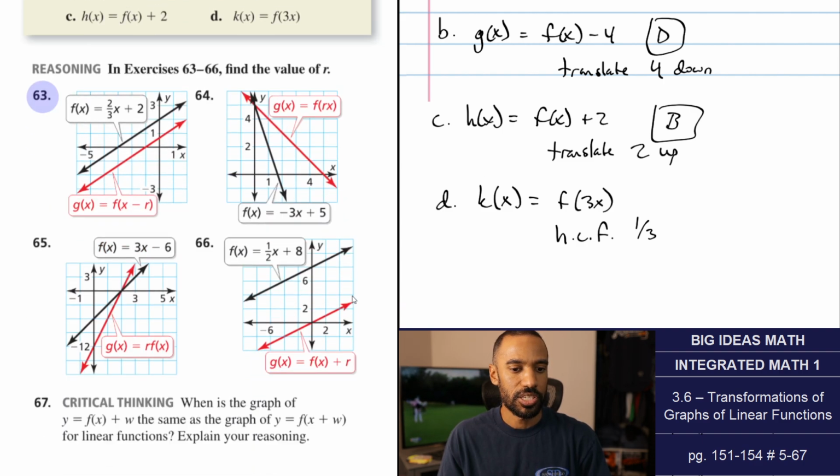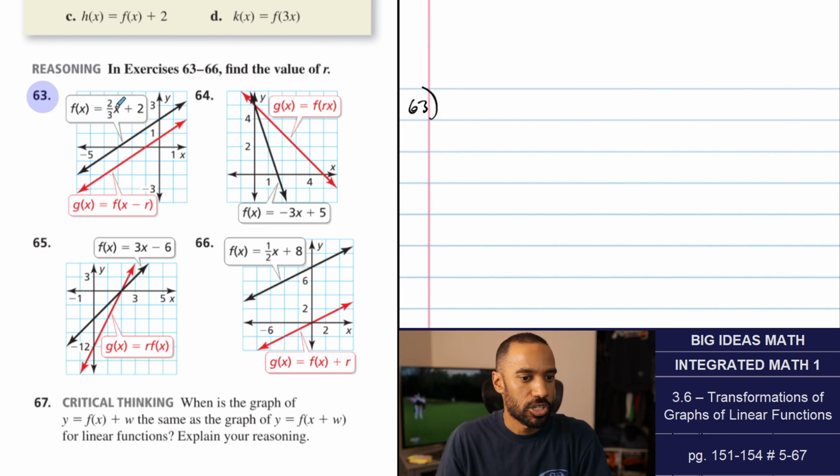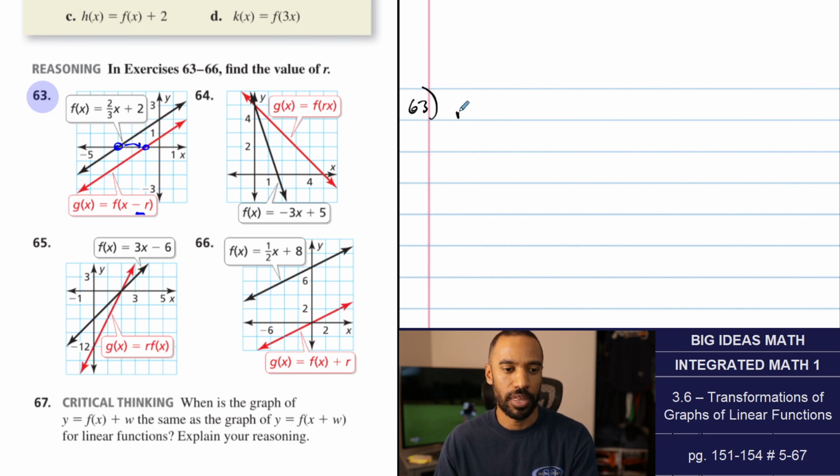All right, 63 to 66, they want you to find the value of r. On 63, we have f of x minus r based on f of x. You notice the x minus r is inside of here. They're not asking to explain, so I'm not going to write more out, but we have to horizontally translate it. So take a point, figure out how many units it goes over. It looks like 2 to the right. Therefore, our r value is 2. For g of x equals f of x minus r, it's all written over there, so I'm just going to go straight up, guys. r equals 2.